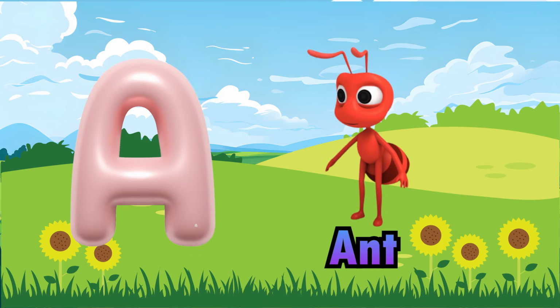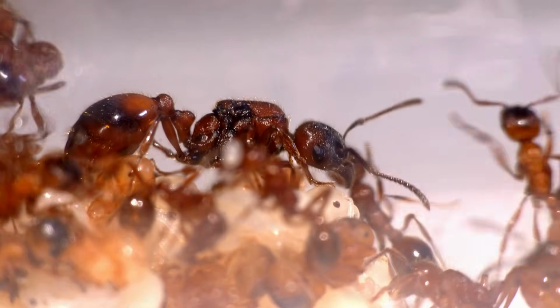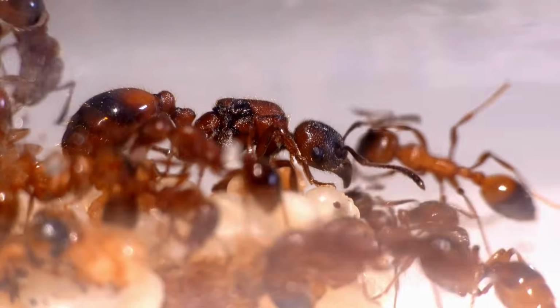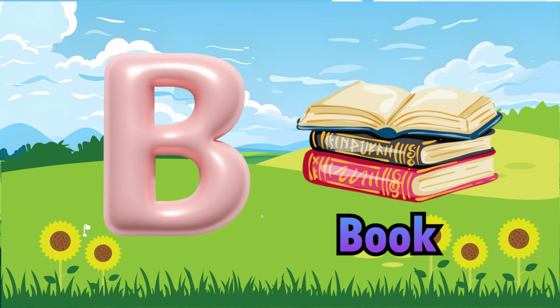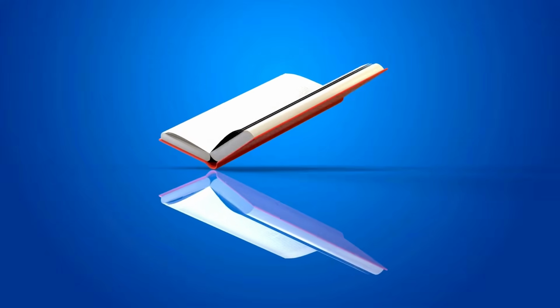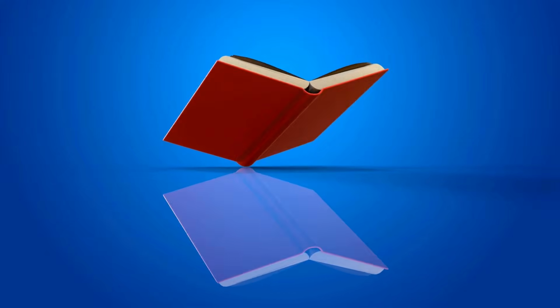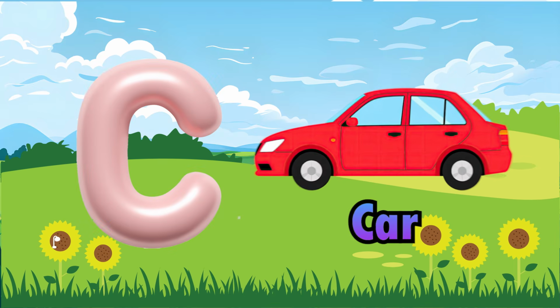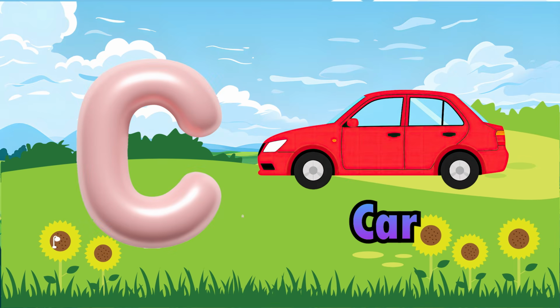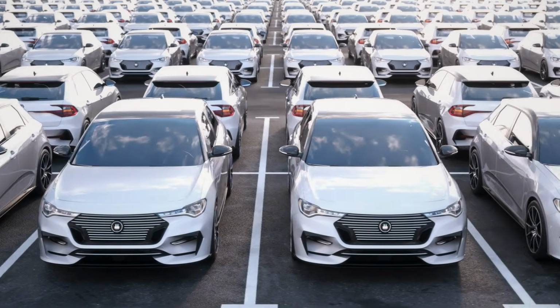A. A for ant. A-N-T. Ant. B. B for book. B-O-O-K. Book. C. C for car. C-A-R. Car.